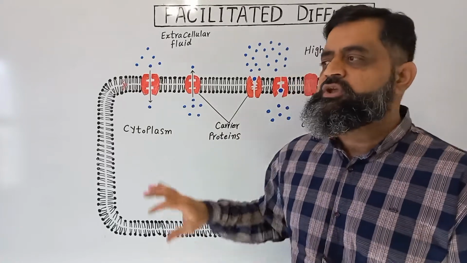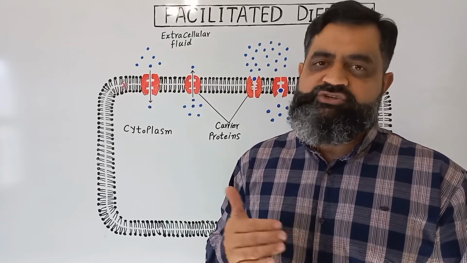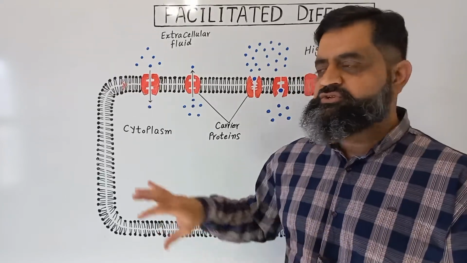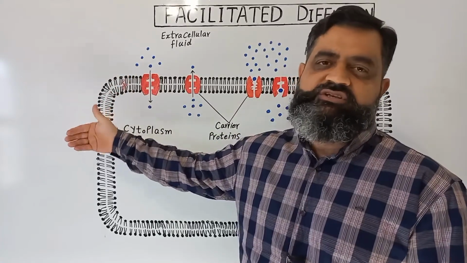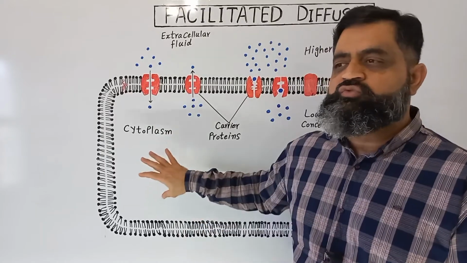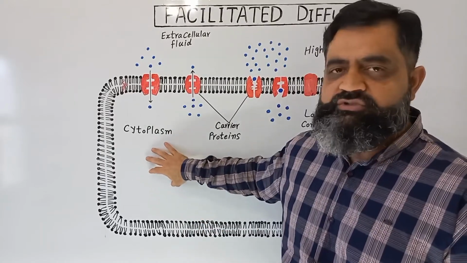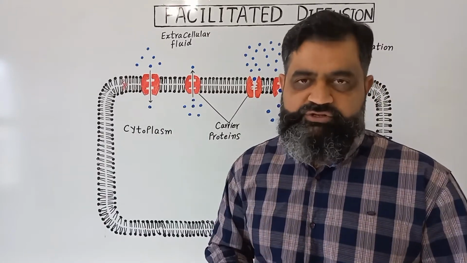In the same way, CO2, carbon dioxide, is produced as a result of respiration in mitochondria. The concentration of CO2 inside the cell is greater as compared to the outside of the cell, which is blood or extracellular fluid. Then CO2 will move from the higher concentration inside the cell to the outside of the cell. So this is simple diffusion.